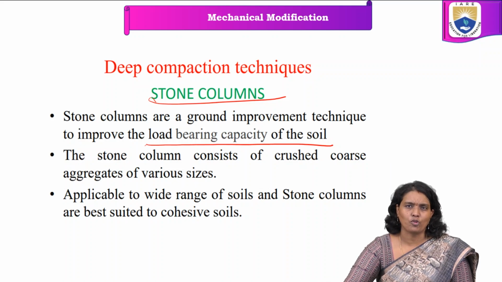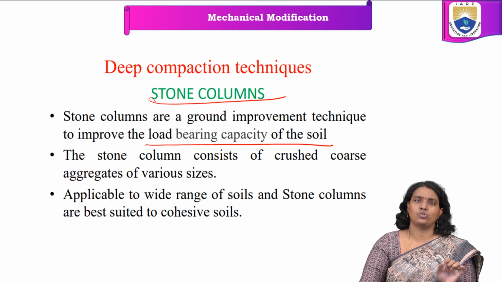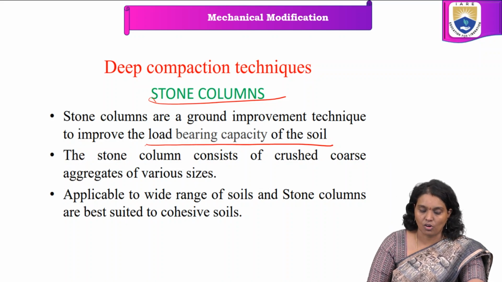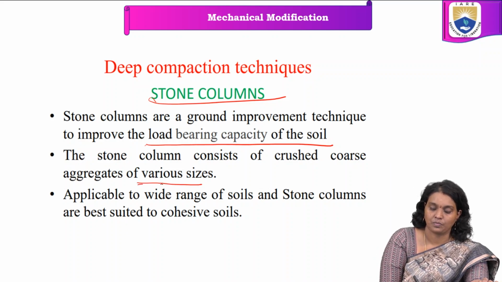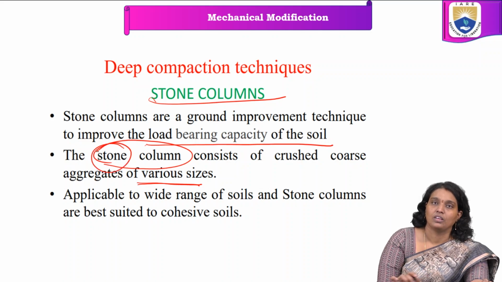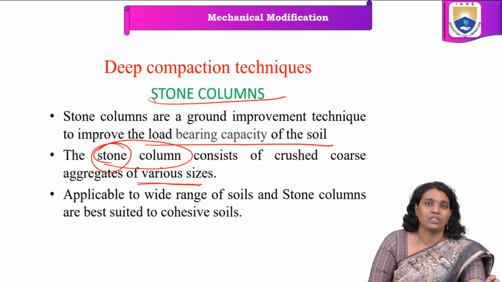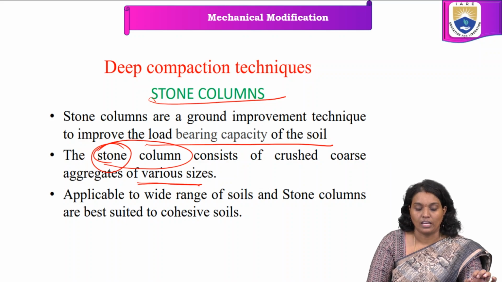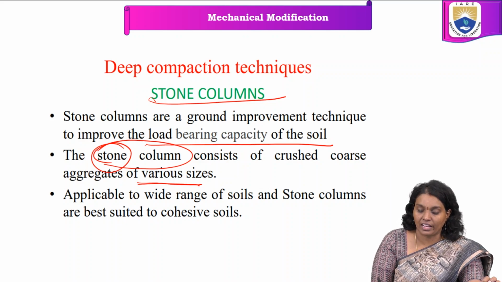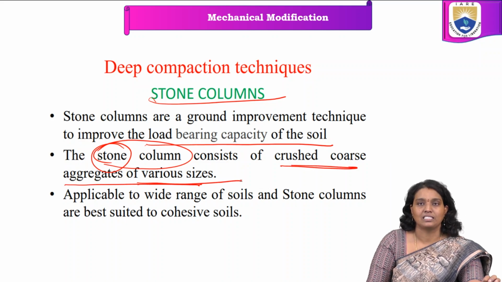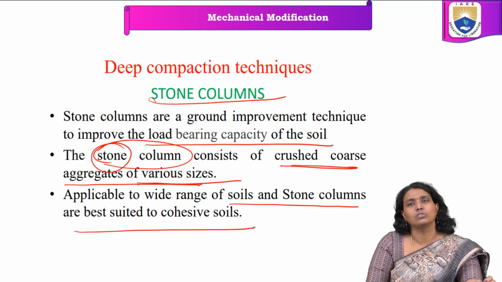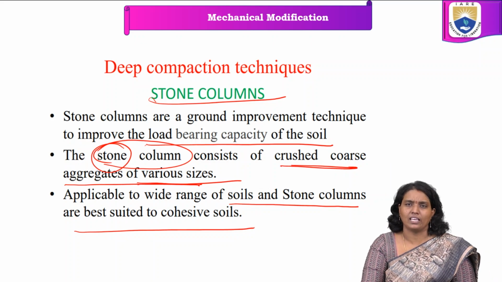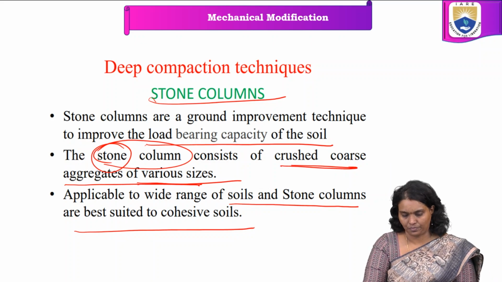In the deep compaction technique, stone columns are used to improve the load bearing capacity of the soil. The stone consists of crushed coarse aggregate of various sizes. In every aspect, the name itself tells us something, and the important thing here is stone. It is applicable to a wide range of soils, but stone columns are best suited to cohesive soils. This type of deep compaction technique is suitable for cohesive soils.